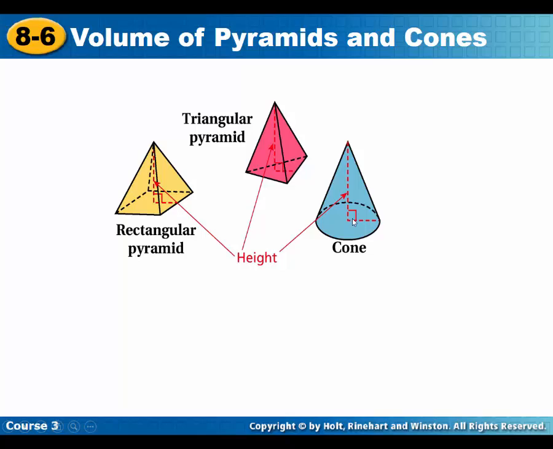Now, the one big difference between a pyramid and a prism, or a cone and a cylinder, is that in a pyramid or a cone, you only have one base. Okay, only one base, and they always come to a point. So we need to remember that the biggest difference, and really the only difference between a pyramid and a prism is a prism has two bases that are parallel and congruent. In a pyramid, it only has one.